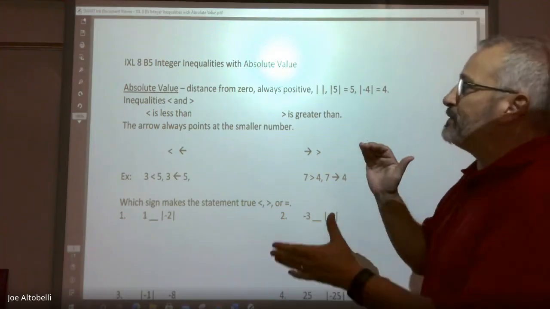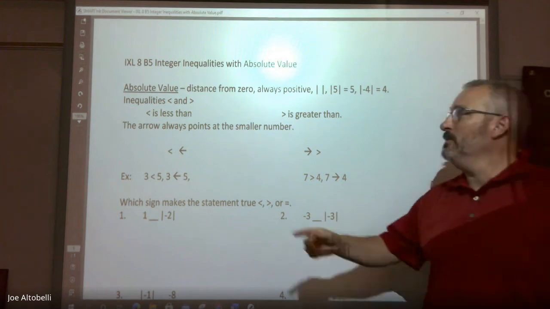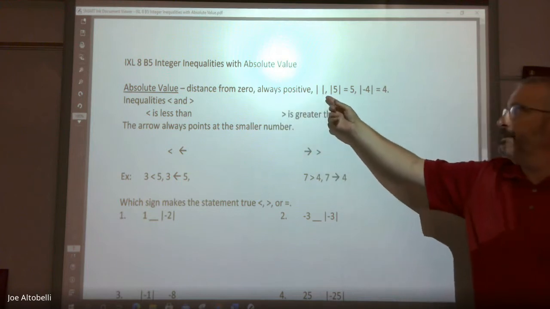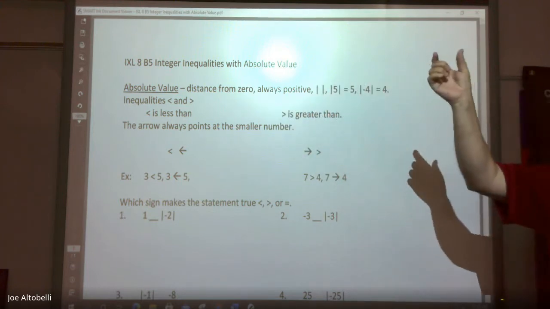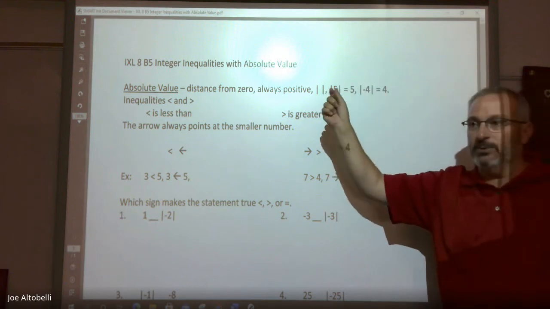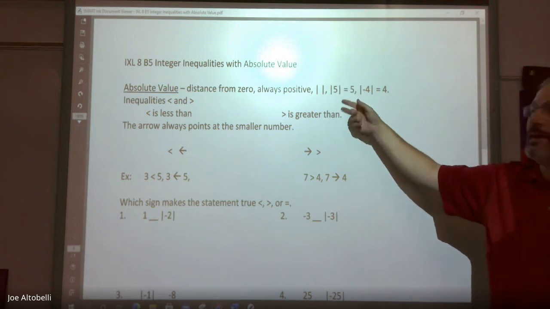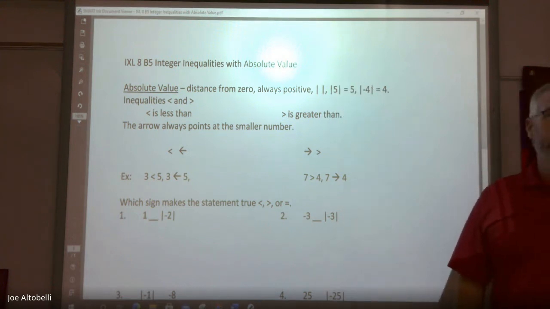Okay, so absolute value. Absolute value is distance from 0. It's always positive, and it looks like this, the 2 bars. Whatever's in between those 2 bars, it's saying the absolute value of that. So this is saying the absolute value of 5, which is 5, and the absolute value of a negative 4 is 4.